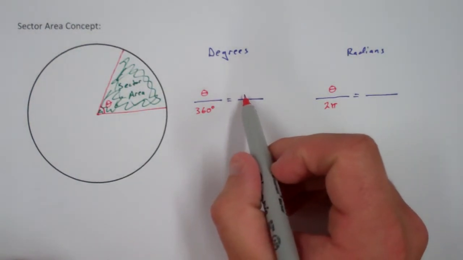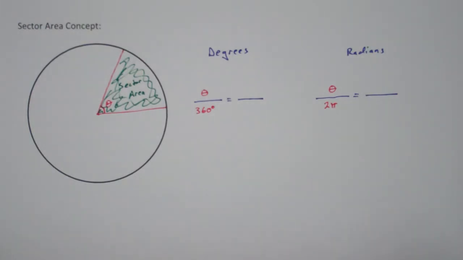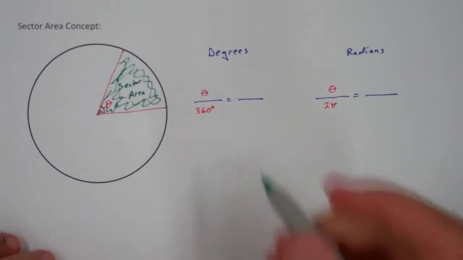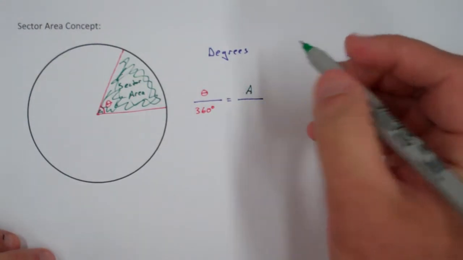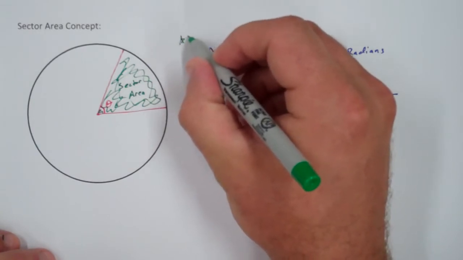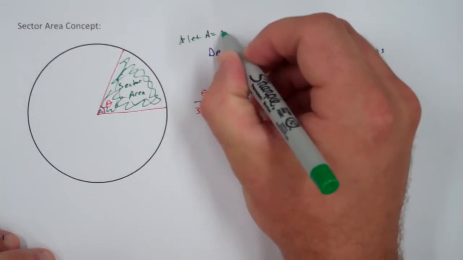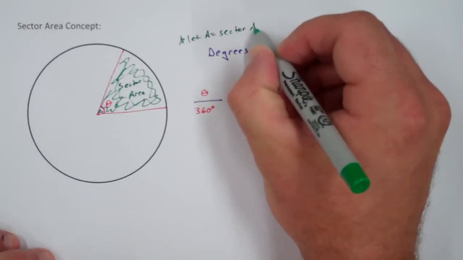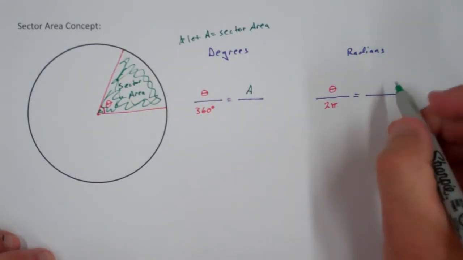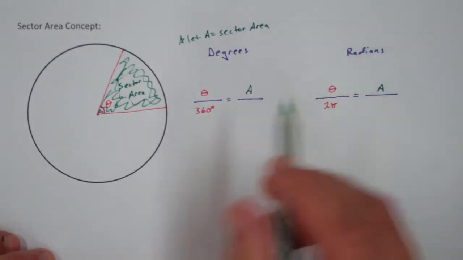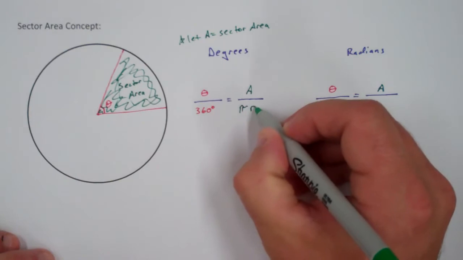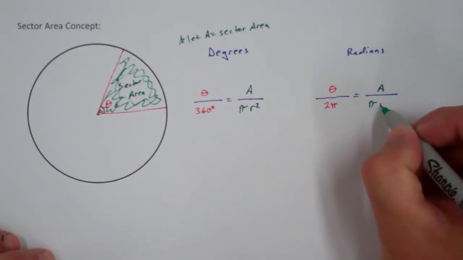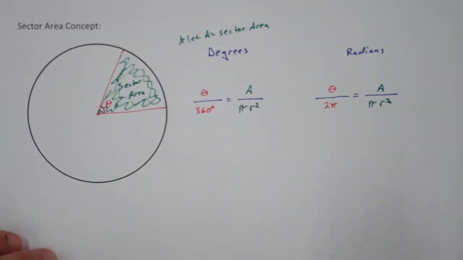Now we can set up the sector area here on the right hand side. So to do that, we're going to introduce just an A here, and A is going to mean the sector area. So I'll put that up here. Let A equal sector area. Nice thing to define our variables. And that'll be the same on the right hand side. And all of the area of the circle in terms of the radius is pi r squared. So again, we've just set up a simple proportion, keeping in mind our units.